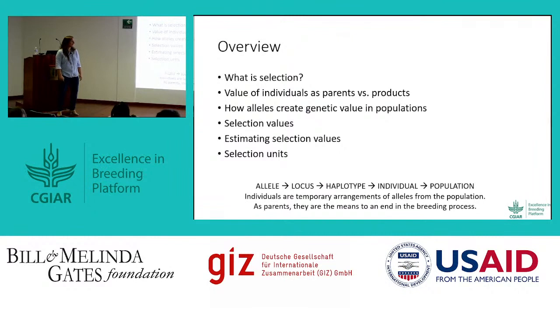So the big ideas that are important to keep in mind here are that sometimes we lose focus on the population when we're breeding. People are focusing on looking for an exceptional individual. They're looking for a large effect QTL or something like that. And that causes us to miss the forest for the trees, okay? We miss the big things for the small things because individuals are just temporary arrangements of alleles in a population. So when it comes to being parents, they're just the means to the end in the breeding process and they're nothing permanent, right? They're just part of the population. So a lot of this is going to be talking about how to connect individuals to a population in terms of the genetics.